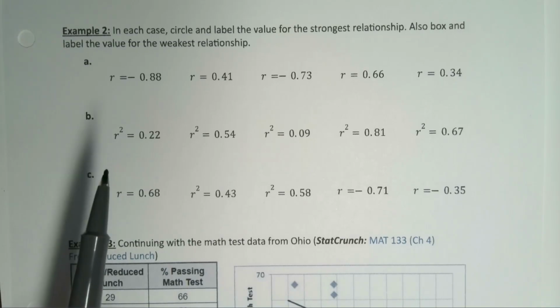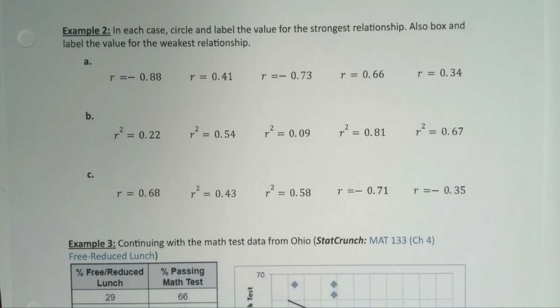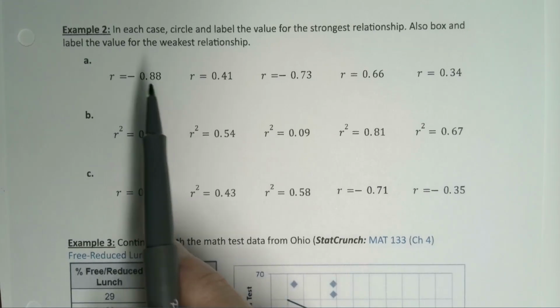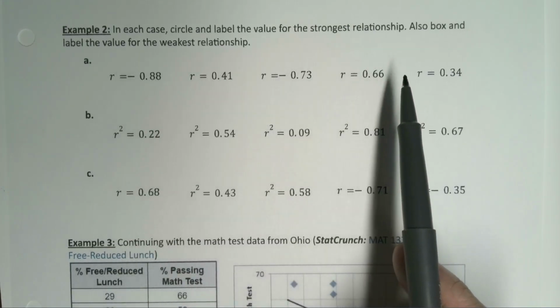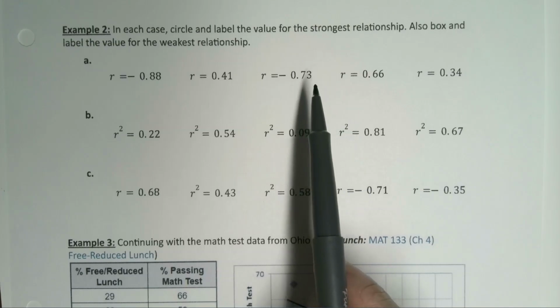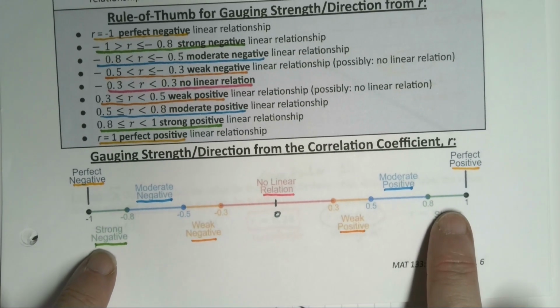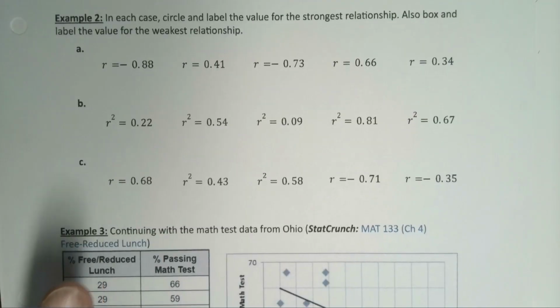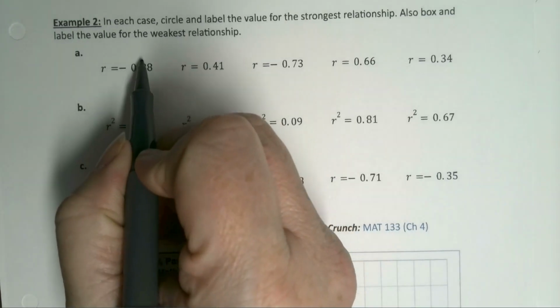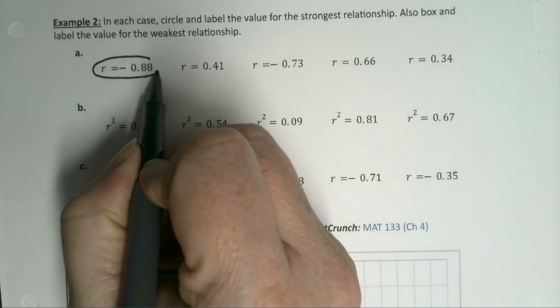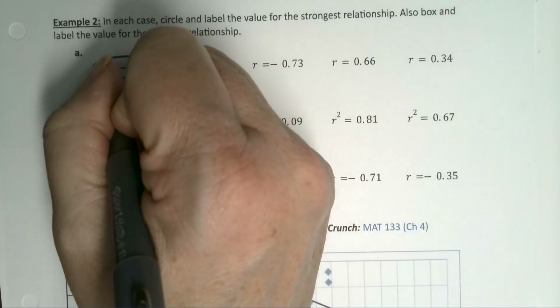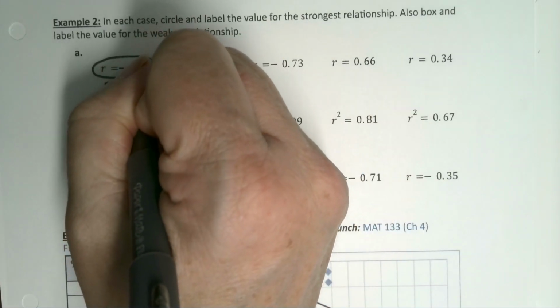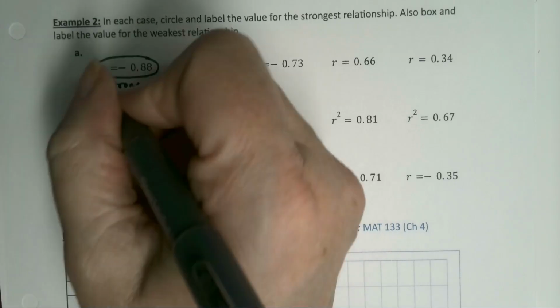So we want to circle and label the strongest relationship, and we want to box and label the value for the weakest relationship. Okay, so if we look at the R values here and just compare across, remember, for R values, the strongest relationships are close to 1 and -1. So the strongest relationship is actually the -0.88, the first one, because that is strong, unlike the other ones, which are moderate and weak, and it's the closest to 1 or -1. So it's the strongest one out there.